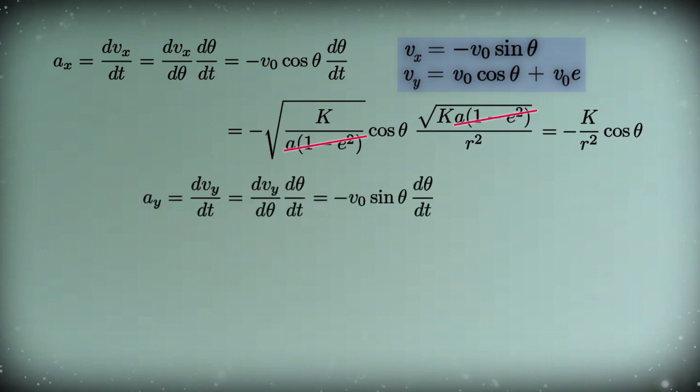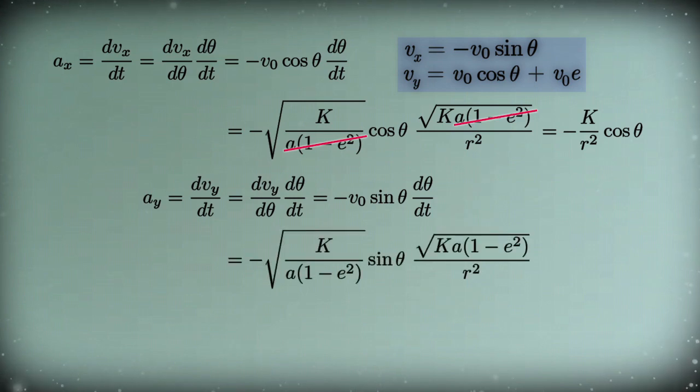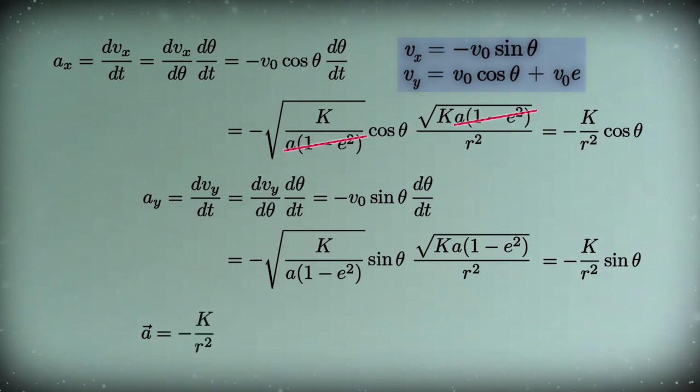The y component works the same way. We take the theta derivative to get sine theta, then plug in dθ/dt, leading to minus k over r squared times sine of theta. So in vector notation, we just learned that the acceleration is minus k over r squared times x hat cos theta plus y hat sine theta.